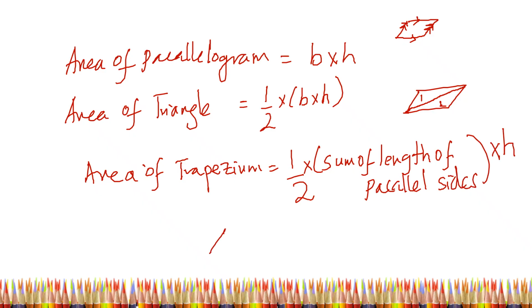Now if you look at trapezium, it may look something like this. Now these two sides are parallel, but these two sides are not parallel. So that's the reason we need to sum up the length of the parallel sides, that is this one and this one, and then we multiply it with the height, which is this one, and then we halve it to get the area of trapezium.